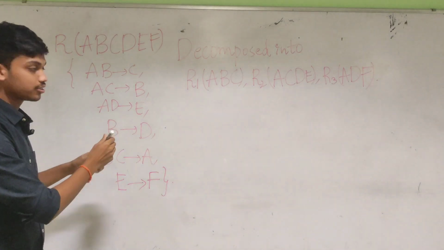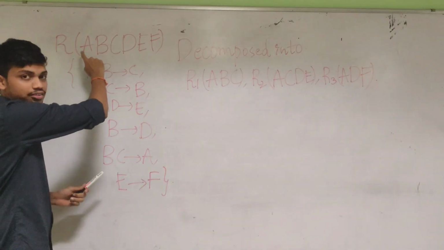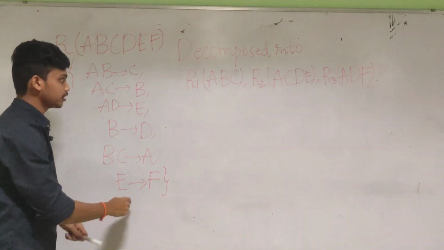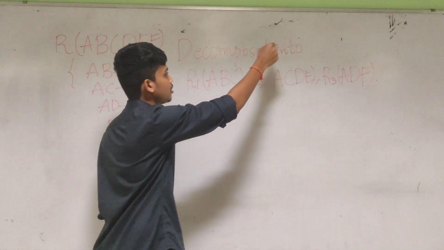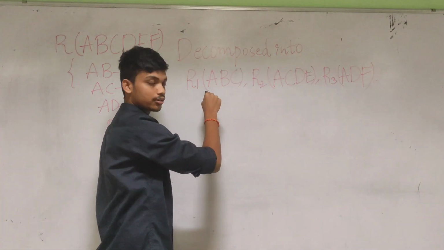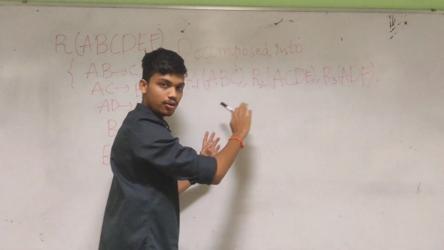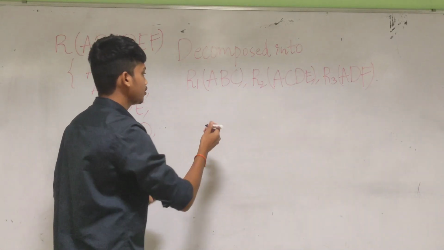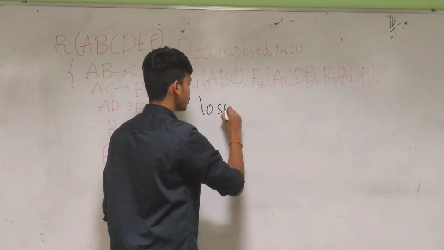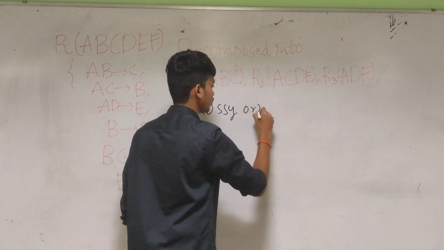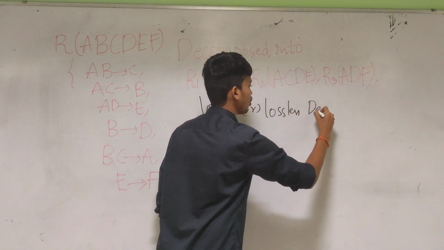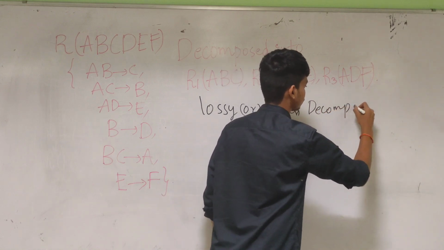Now take a look at this example. They have given R is a relation and A, B, C, D, E, F are attributes, and they have given some functional dependencies here, and they have said that they decompose it into R1, R2 and R3, with some attributes each. Now we need to say whether this decomposition is lossy or lossless decomposition.